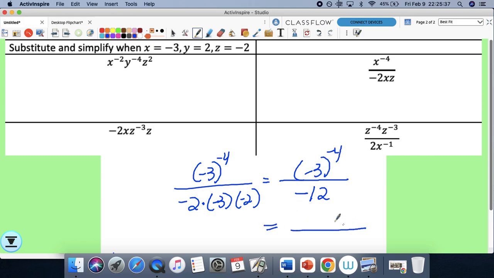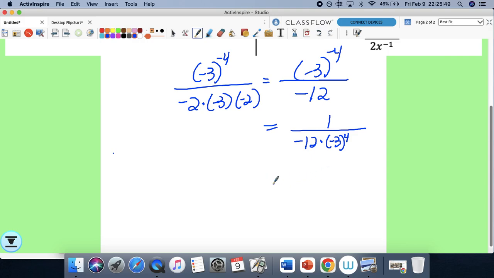Now, negative 12 is already here. Negative 3 to the negative fourth power is going to come to the denominator. The exponent is going to turn positive, and I'm going to put a 1 in there. We can continue. That's negative 12 times, and negative 3 to the 4th is 3 times 3 times 3 times 3. It's going to be positive, times 81. And the answer is going to be 1 over, you're going to have a calculator. So 12 times 81, I think. 1 over negative 972. Okay.